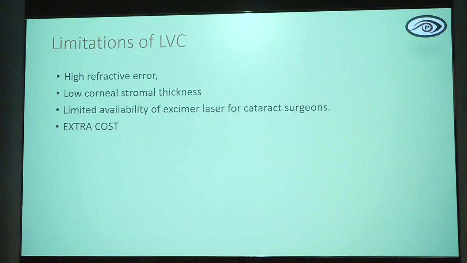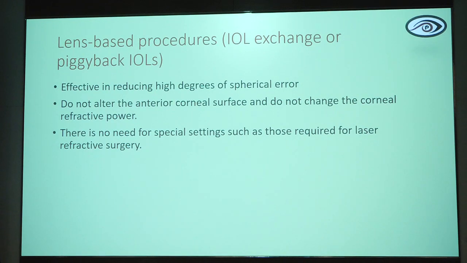So there are a lot of limitations even for laser refractive procedures, because most of us, I think, don't have a refractive machine, there is extra cost, and some patients with low corneal stromal thickness you cannot do LVC. So the other option is lens based procedure.